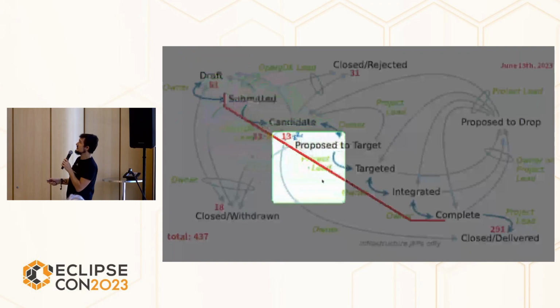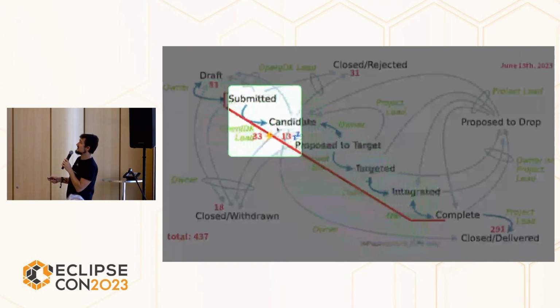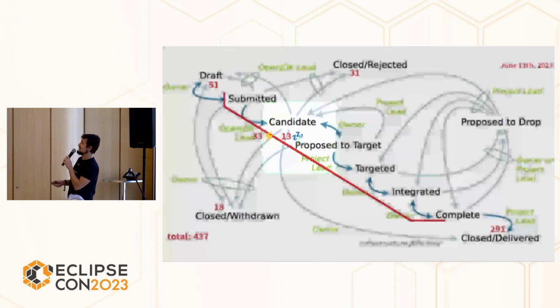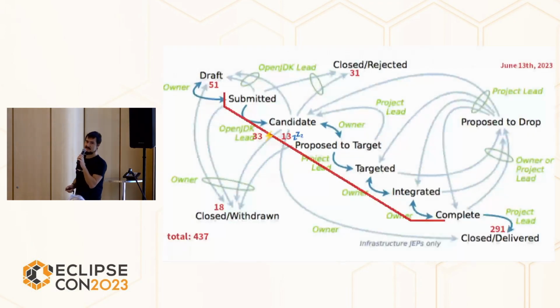Then we had 33 in this phase that were somewhat active, and 13 that you could say are dead. Let's just say they're dormant. They have not been changed in the last 3 years, so I'm not having high hopes that it's going to happen soon. A couple were withdrawn, a couple were rejected, and 291 were delivered.